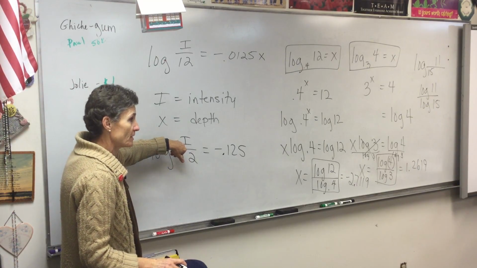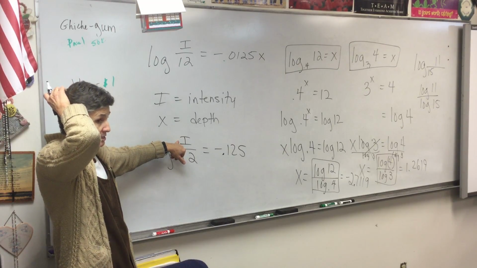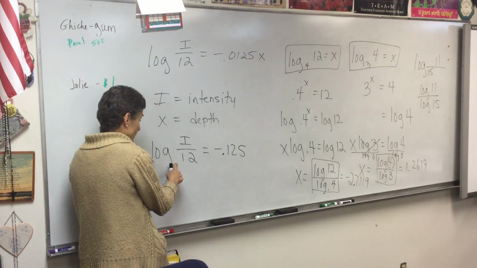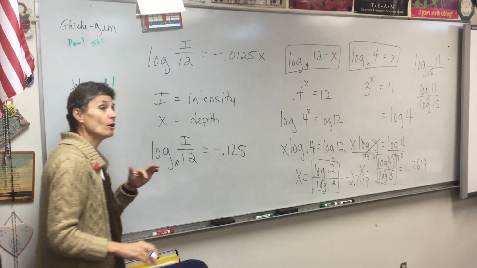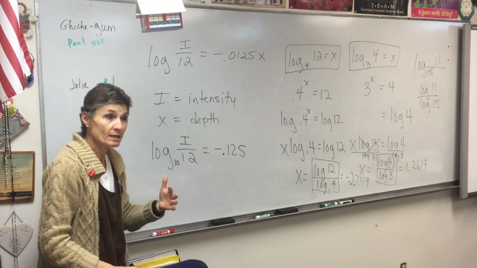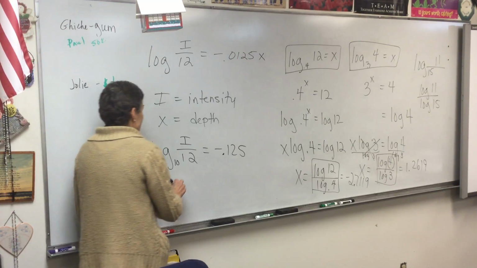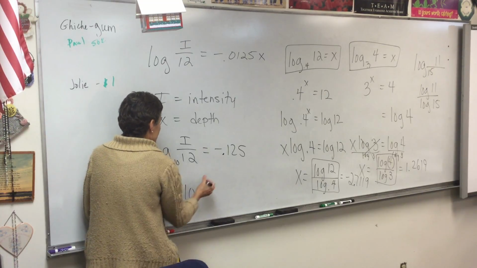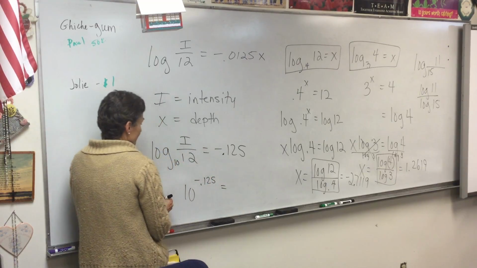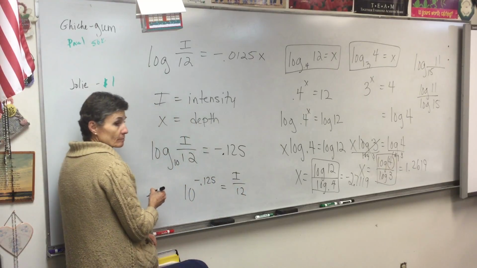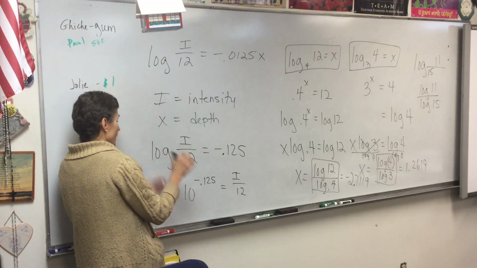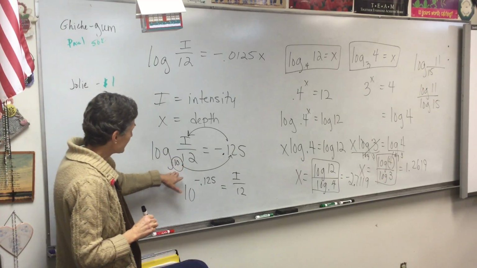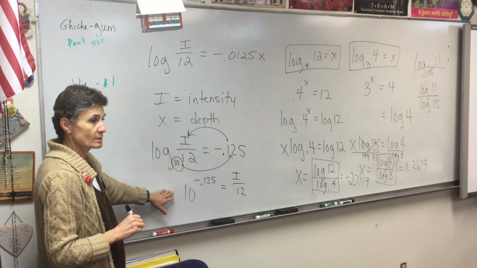Now my job is to figure out what I is. This is trouble, because I got this logarithm here. Now what's the base? 10. The base on the logarithm is 10. How do I know? Because log always means 10. Now, I'm going to rewrite this equation. 10 to the negative 0.125 equals I over 12. Remember the translation formula. This to this power equals this every time.